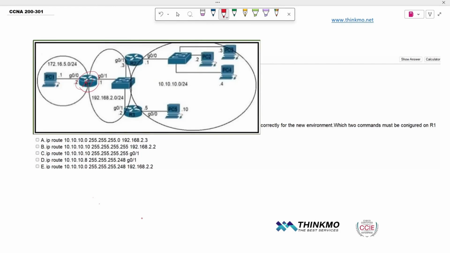Then we need to configure router 1. And as for routers 2 and 3, they've already been configured for this new environment. These two have already been set up. The one we need to configure is this R1. Then in order for this PC1 to be able to successfully join the 10.10.10.0/24 network, which exact command must be entered on router 1, R1.